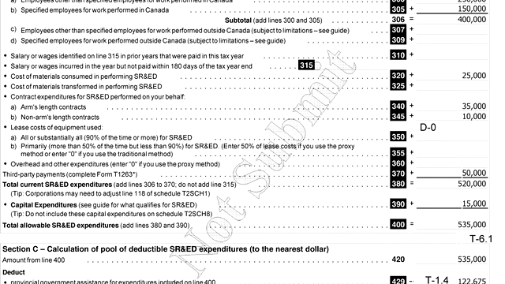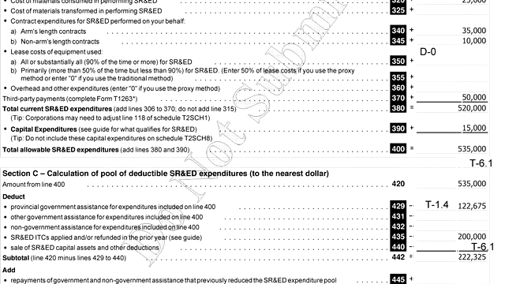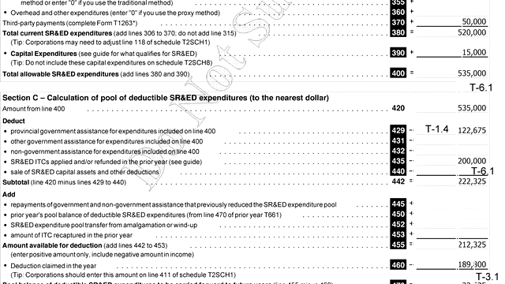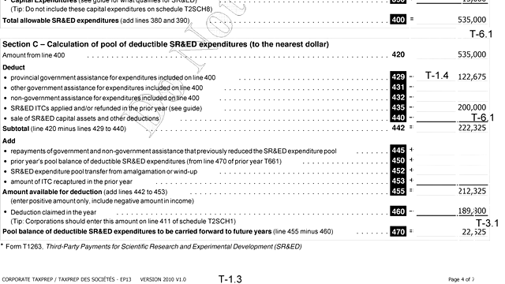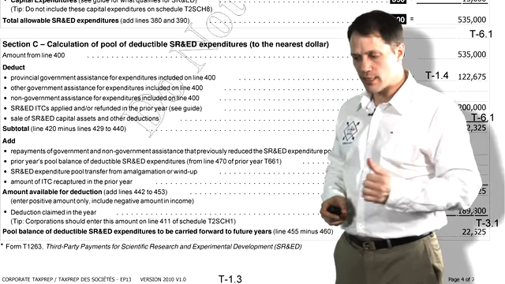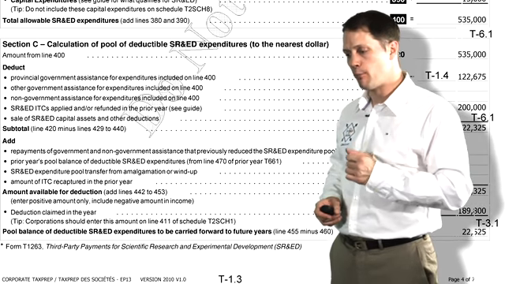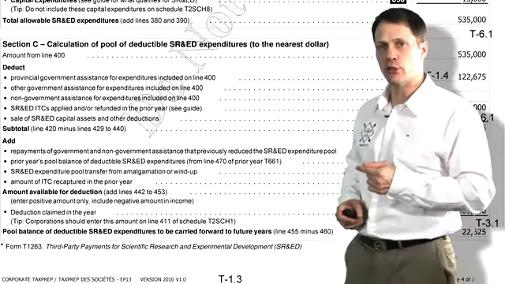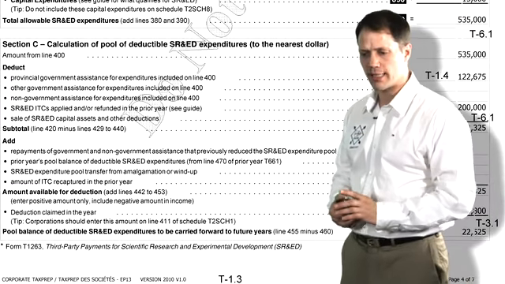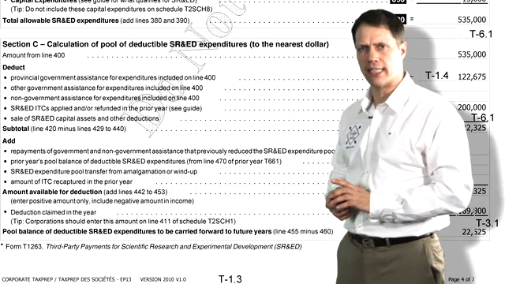As we move along, we have the calculation of the SR&ED expenditure pool itself, and how this is going to show a reduction of that pool for the credits earned. So this is a complicated transaction that confuses a lot of accountants.